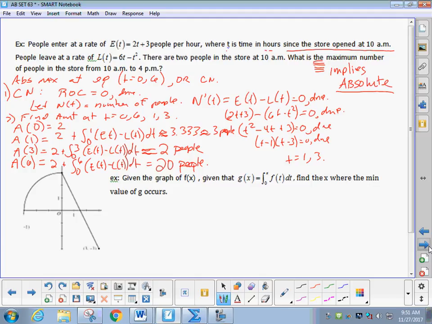So now let's answer the question. Does the question say when is the number of people at a maximum, or what is the maximum number of people? What is? So I would conclude that the max number of people in the store is 20 on the interval.